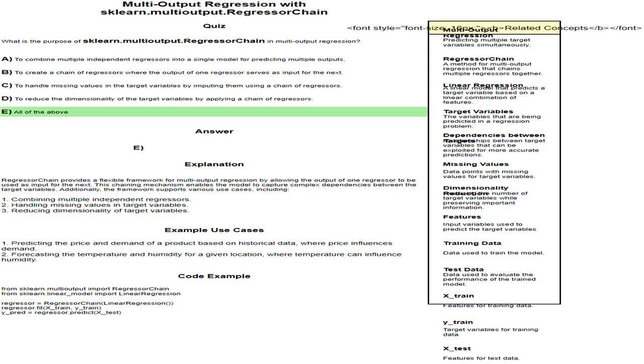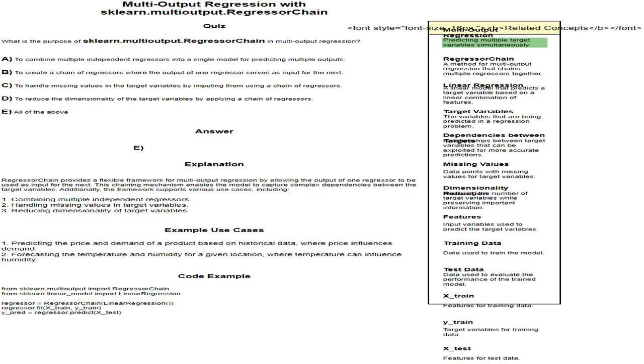1. Combining multiple independent regressors. 2. Handling missing values in target variables. 3. Reducing dimensionality of target variables. All of the above.